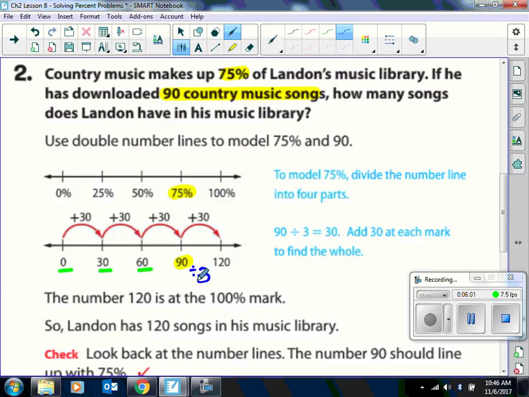I'm going to get 30, right? 90 divided by 3 is 30. So here, that means that we're going to count by 30s to get to 90. So 0, 30, 60, 90, and another 30 is 120. So here, this tells me that the 100%, or how many total songs that Landon has in his music library, is 120 songs total.